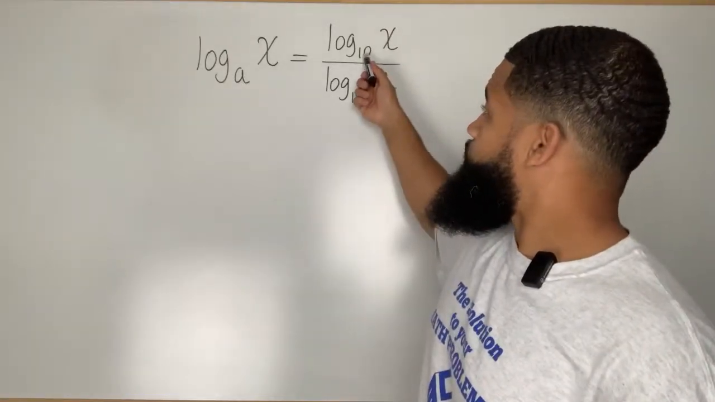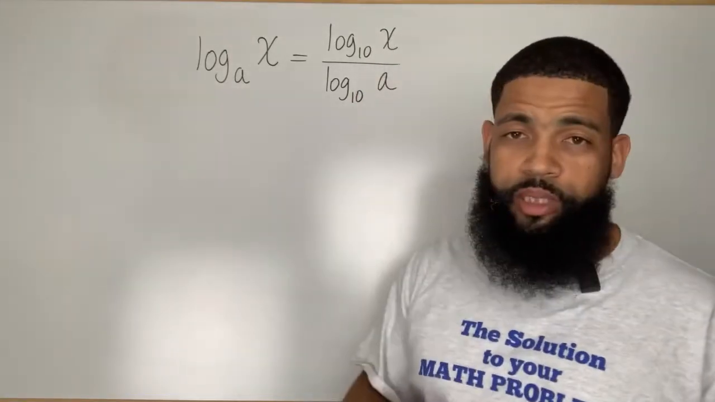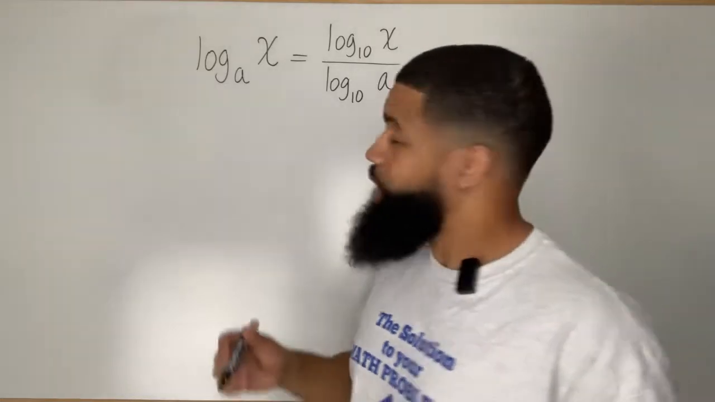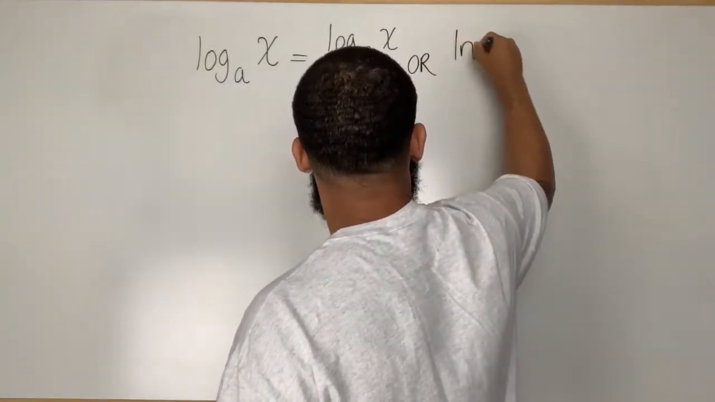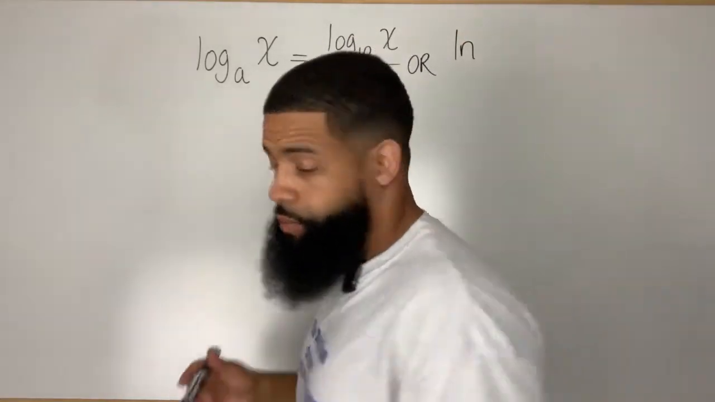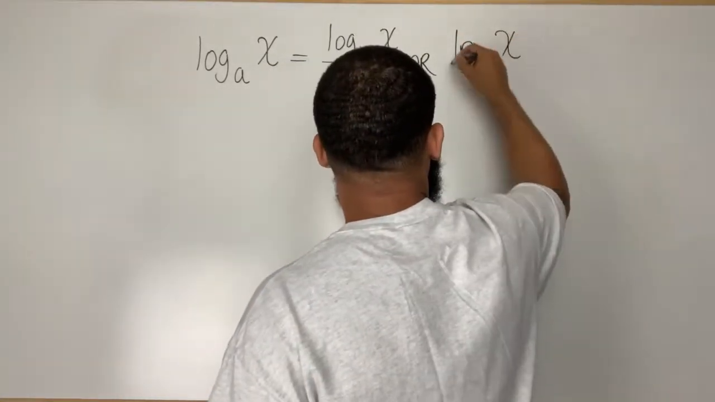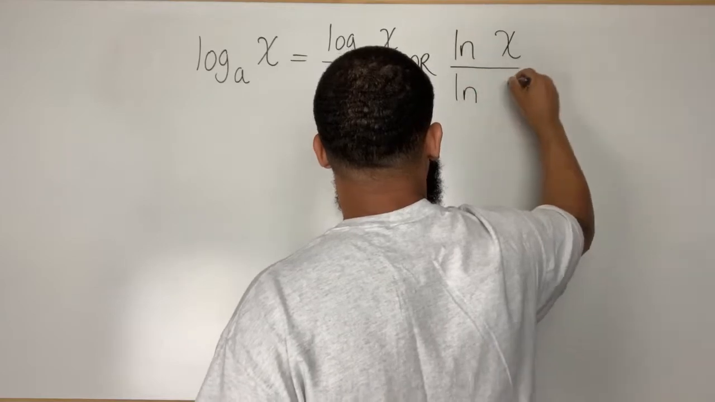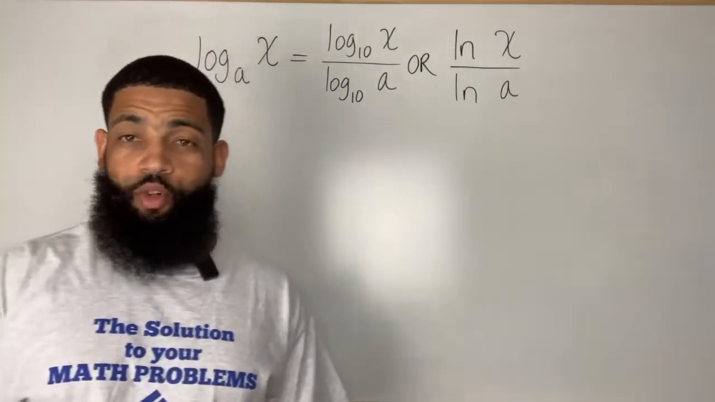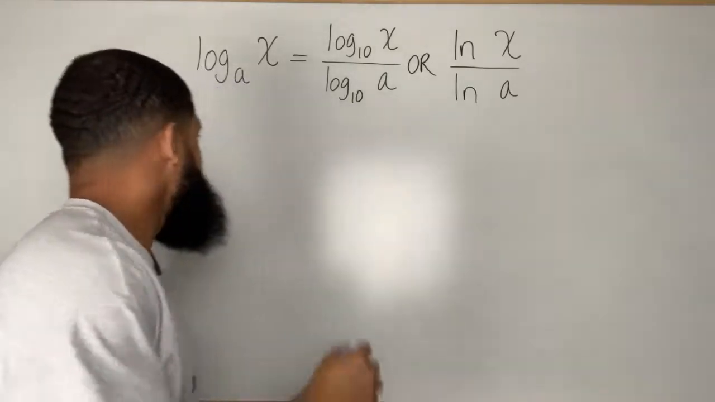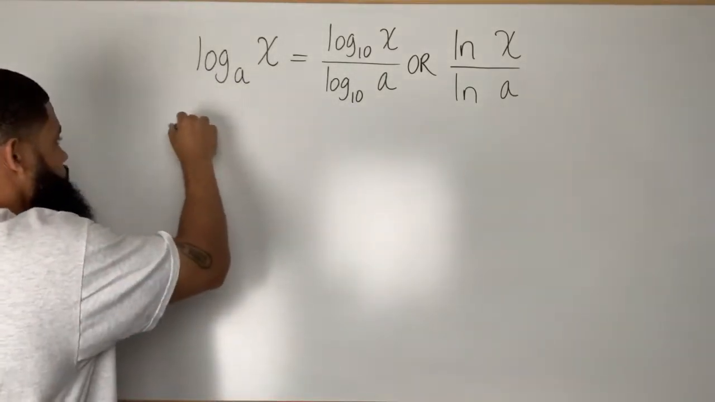But then now if I have log base 10 of x divided by log base 10 of a, that's going to convert that. I also can use natural logs. So I can say the natural log of x divided by the natural log of a. All right, so this is the change of base formula. Now let's go ahead and apply it. Here we go, some examples.